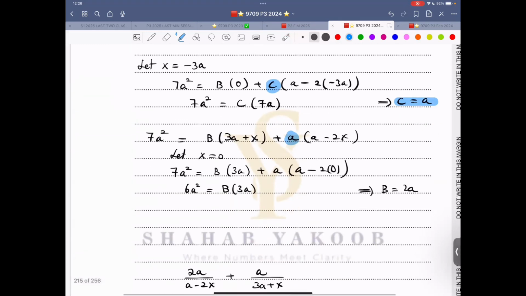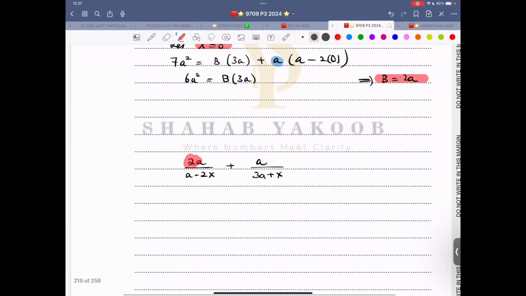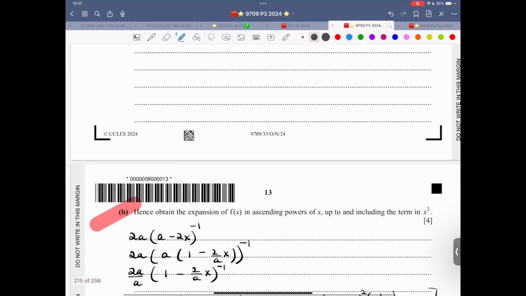And now I'm focusing on b. I could have plugged in this equation, that is a minus 2x equals 0, 2x equals a, x is half a. That is also one option. But what I did was that I plugged in the value, and then I used a simple value, which is 0. So I got the value of b, which is 2a. So B is 2A and C is A over this thing. So it's in terms of A. A is a constant. Now, what is the next part?